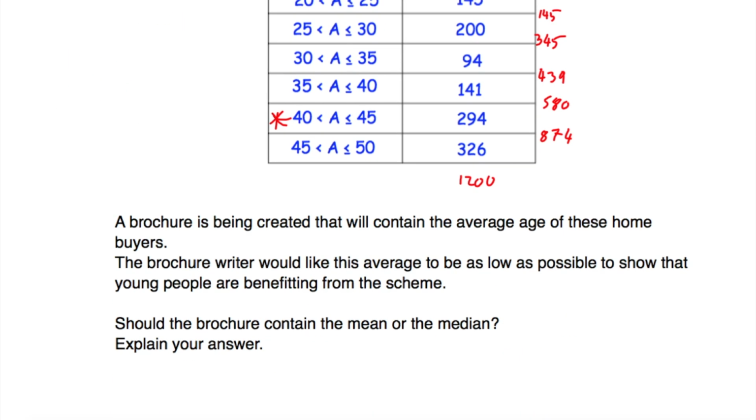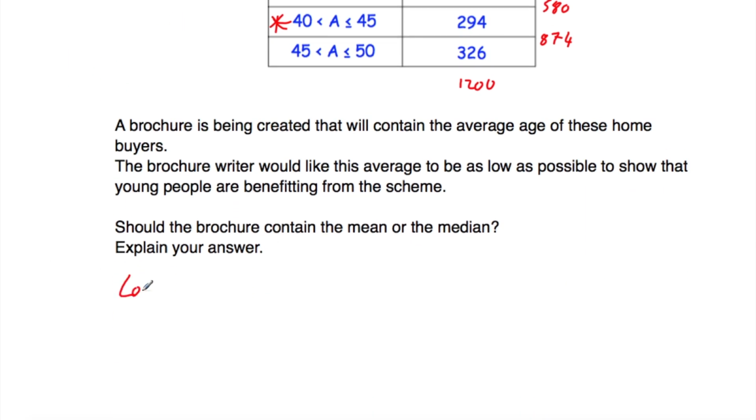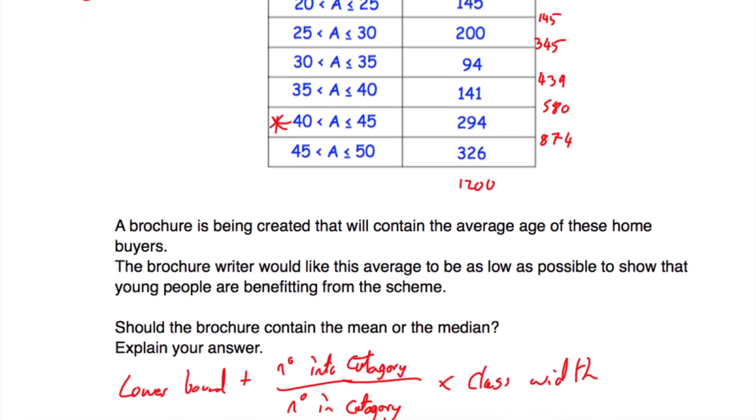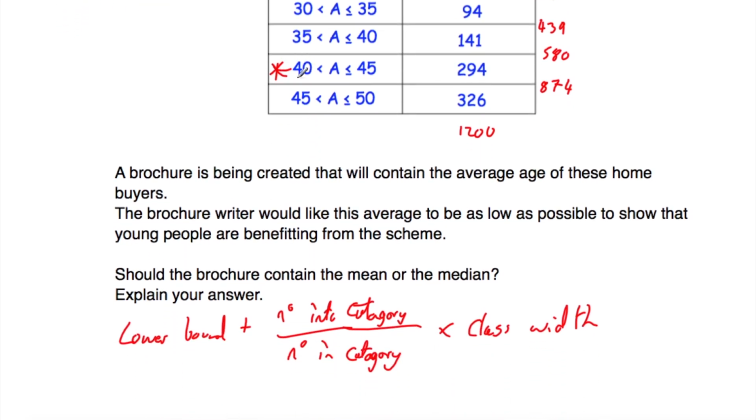Okay, so now we're going to use the formula: lower bound plus the number into the category over the number in the category, times the class width. So let's go back up here. For this category, the lower bound would be 40. The number into the category: we're looking for the 600th value. Up to the end of the category before is 580, so we need to go another 20 into this category.